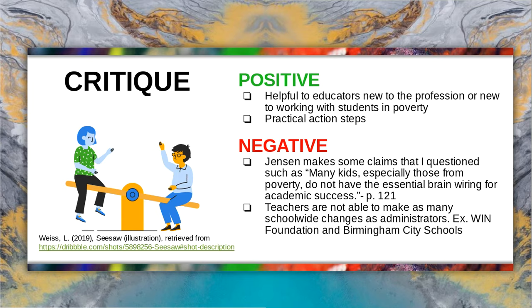Also, I think that a lot of the suggestions he makes are for administration and at the district level. An example that I have is the WIN Foundation, who works with Birmingham City Schools. They're an outside organization that provides services to students in the Woodlawn feeder pattern. And Birmingham City Schools recently eliminated that relationship, and it was at no cost to the school district to have that relationship and to receive their services. So there's not a lot that teachers individually can do about things like that.